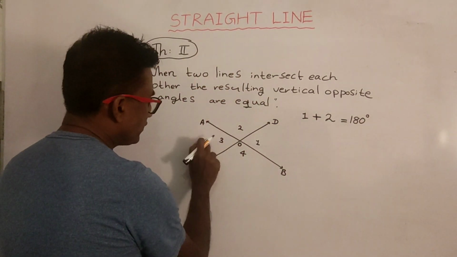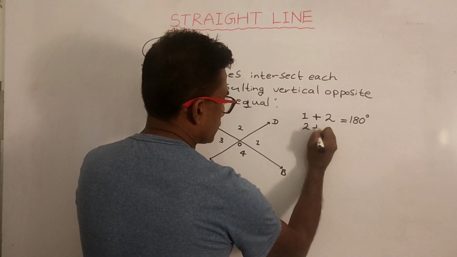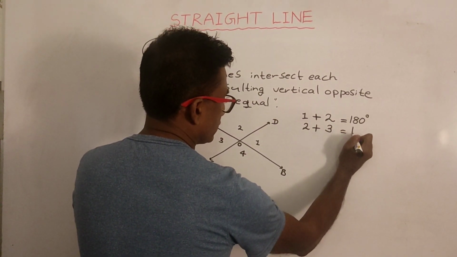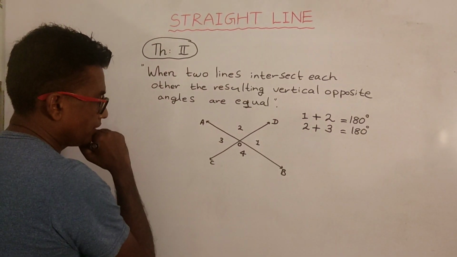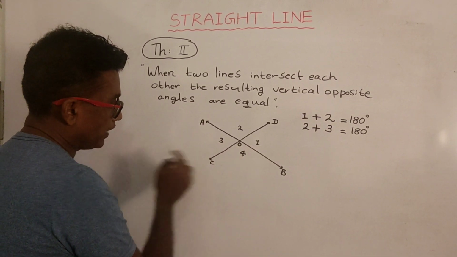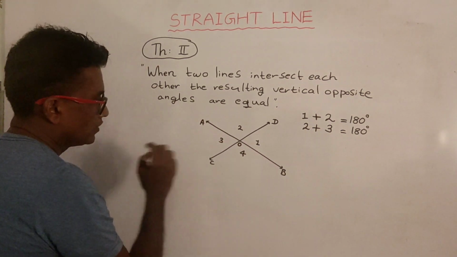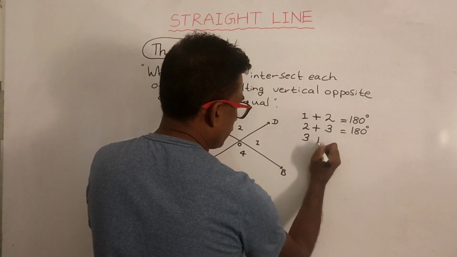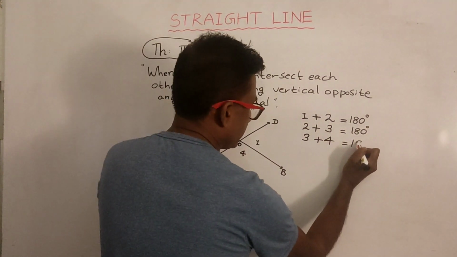Similarly, 2 and 3 are also adjacent angles. So the sum of 2 and 3 is also 180 degrees. 3 and 4, they are also adjacent angles. Why? O is an internal point of AB and CO meets AB. So the sum of 3 and 4 is also 180 degrees.